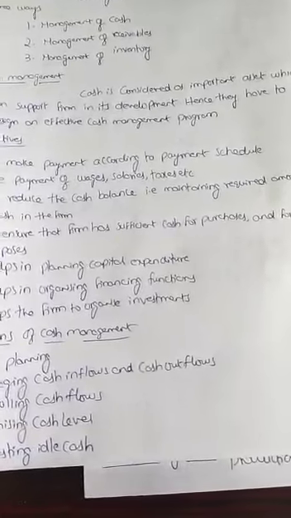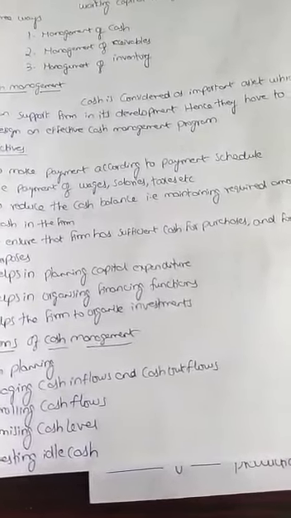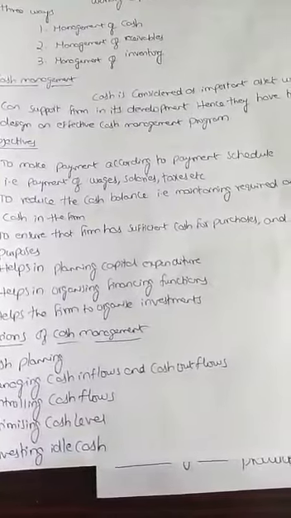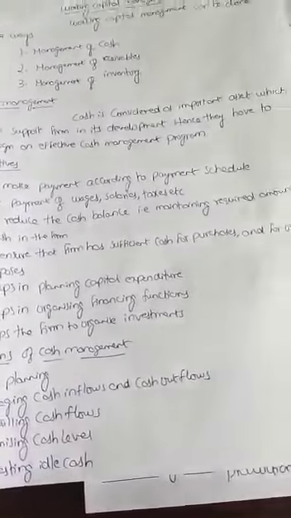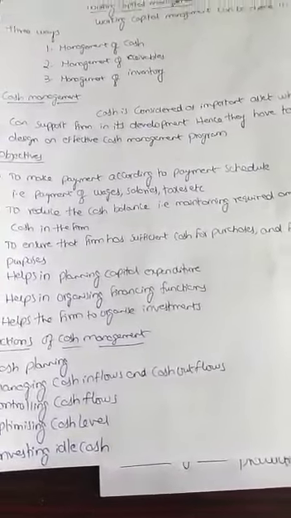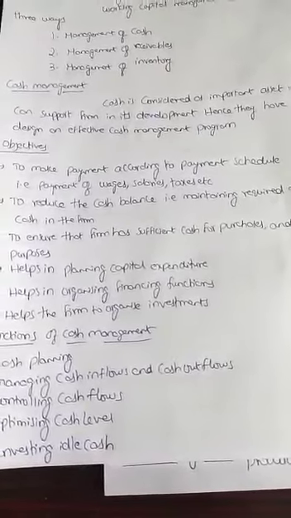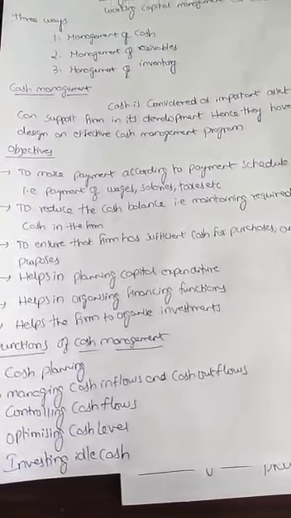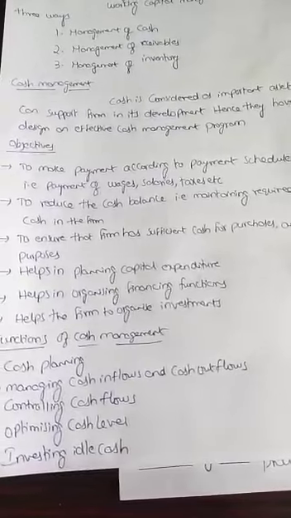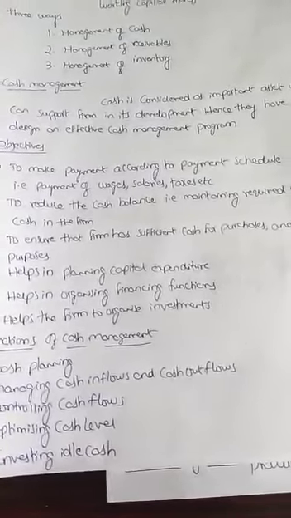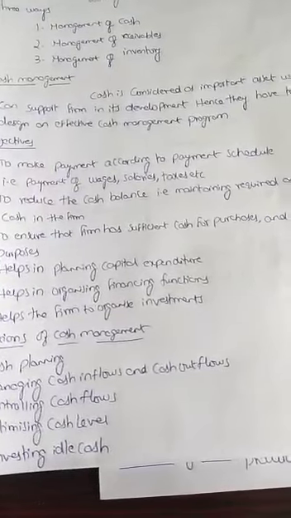And one more objective is to reduce the cash balance, means the firm has to maintain the required cash balances, neither excess nor low. And it has to ensure that it is having the sufficient cash for making purchases of inventory or for any other purpose. And this cash management helps the firm in planning for the capital expenditure, means to buy any fixed assets or to buy any assets for the organization.